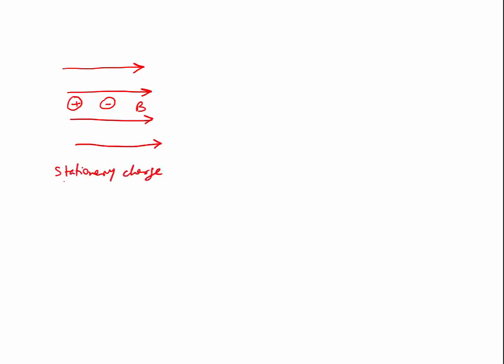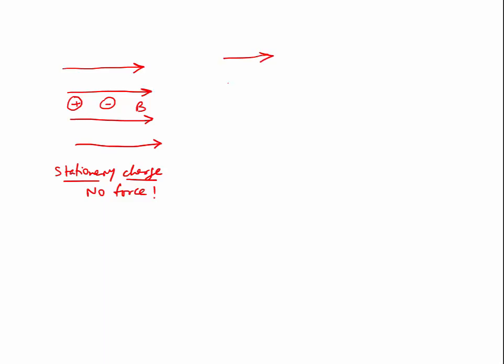First, let's talk about all the conditions in which an external magnetic field does not apply a force on a charge. So if I have an external magnetic field in this direction, where these arrows represent magnetic field lines, and I have a charge, let's say a positive charge that's just sitting here, or it could be a negative charge that's just sitting here. So this charge is stationary. In that condition, there is no force.